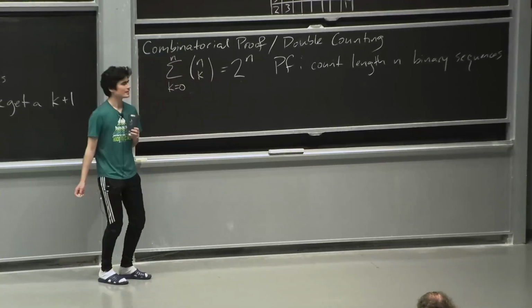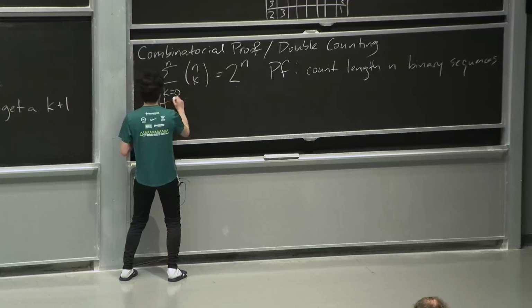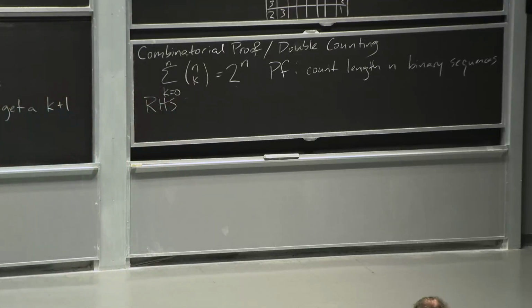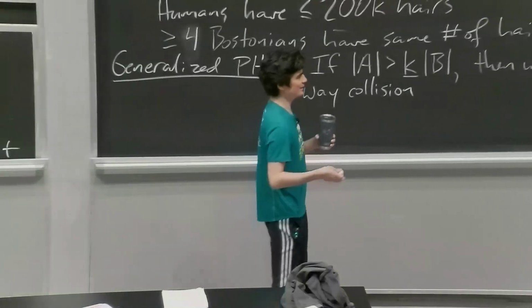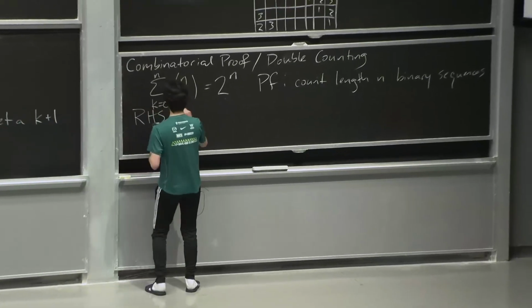Exactly. So the right-hand side is fairly straightforward, right? If we're counting length n binary sequences, in every position you can either have a 0 or 1, so the product rule gives us 2 to the n.